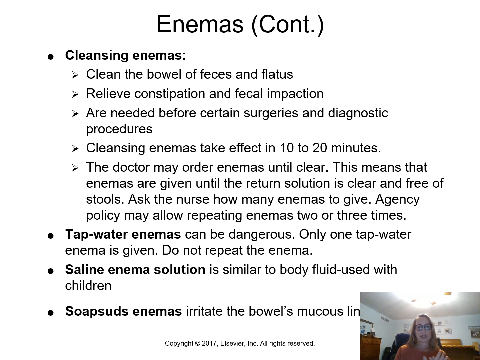Cleansing enemas. Why do we use them? We're going to clean the bowel of feces and flatulence. It relieves constipation and a fecal impaction. They're needed before certain surgeries. Cleansing enemas take effect in about 10 to 20 minutes. The doctor may order an enema to be given until the liquid that's coming out of the rectum is clear.